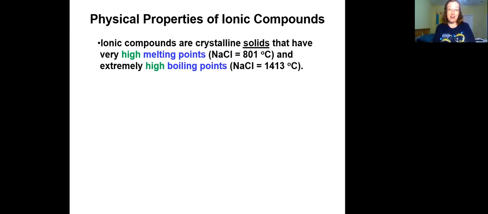They have very high melting points. The one for sodium chloride is 801 degrees Celsius. Water boils at 100 degrees Celsius. And they also have extremely high boiling points. His boiling point is 1,413 degrees Celsius. It's crazy high. And we'll talk some more about this in lab.